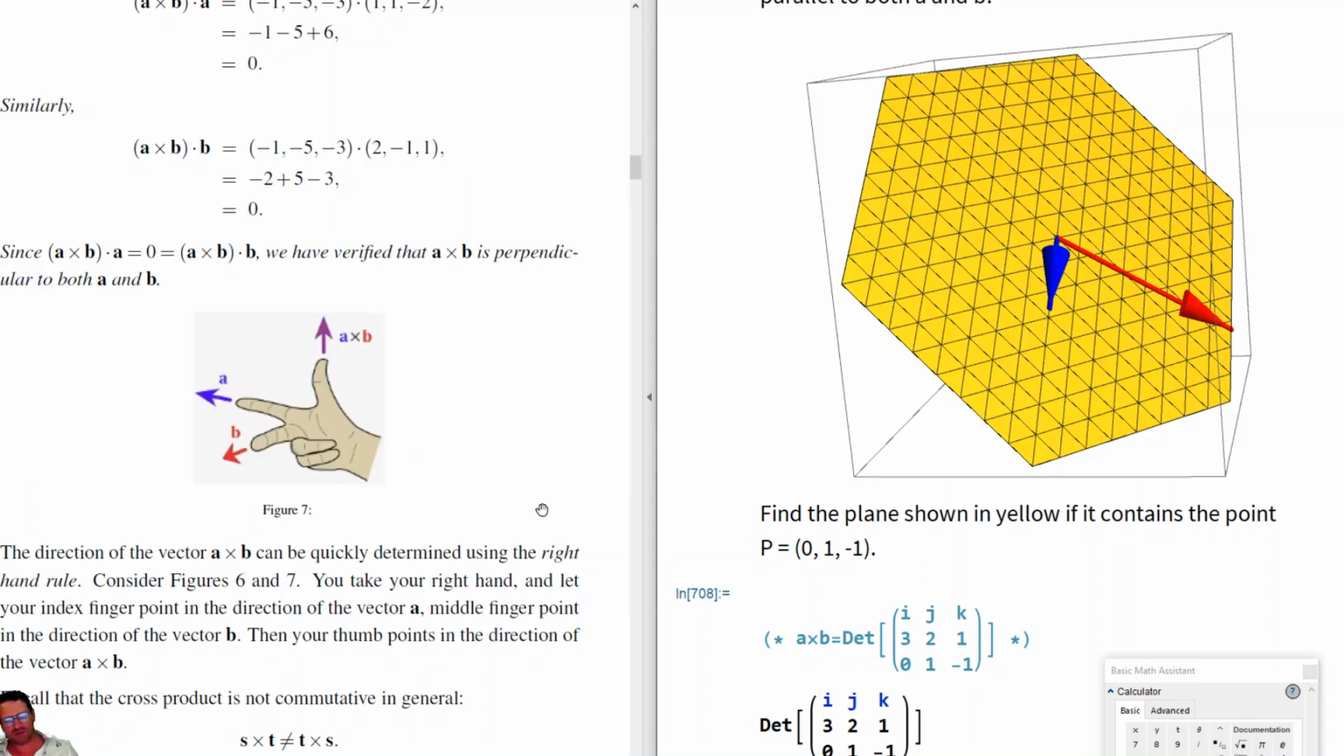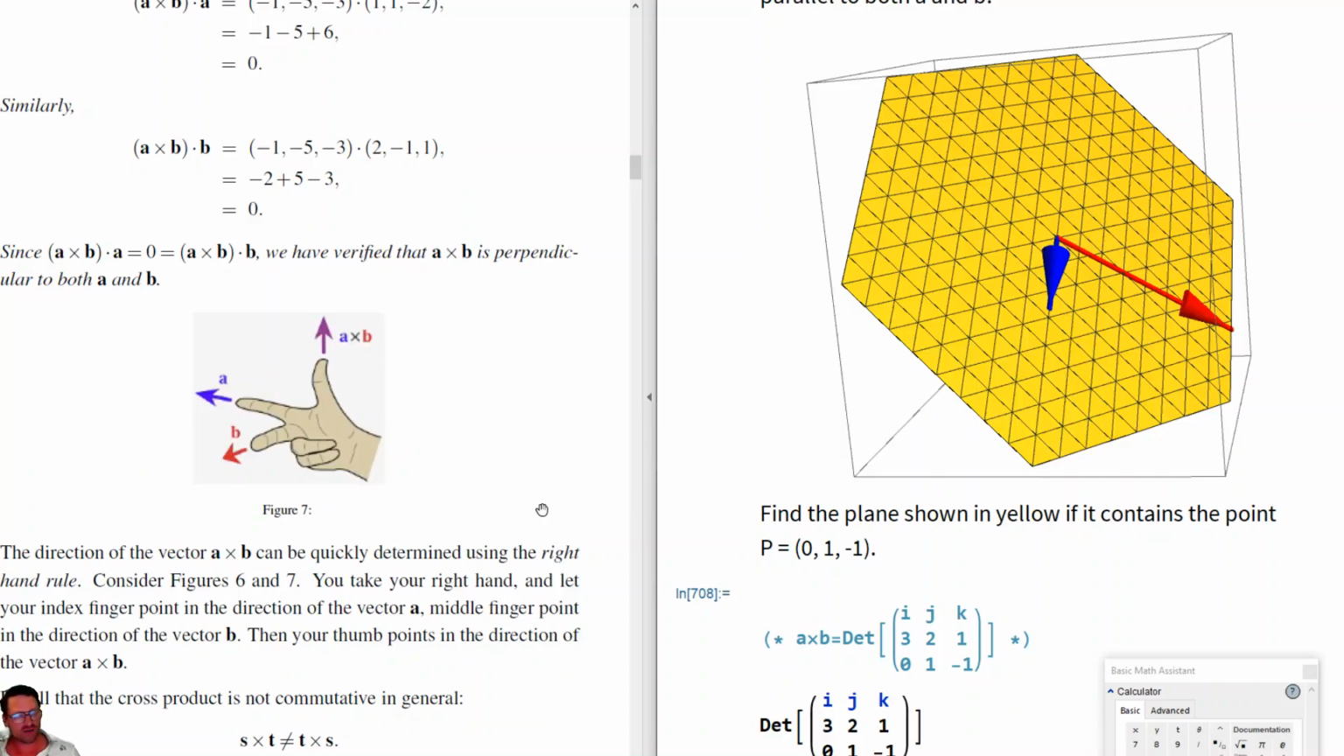Now I remember this in a slightly different way. So what I would do, let me just make sure these are the same thing. Okay, I would take my thumb, point it, have it be A, my pointy finger be B, and then the middle finger would tell me the direction of A cross B. All right, so whatever you do, make sure it agrees with this right-hand rule.